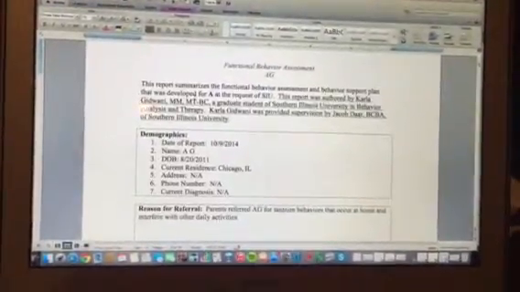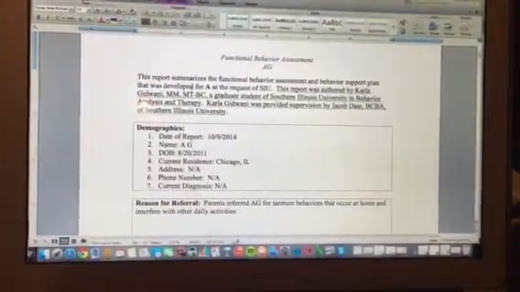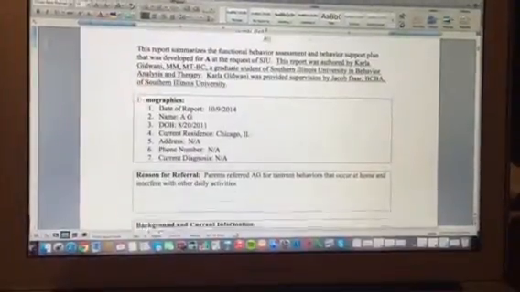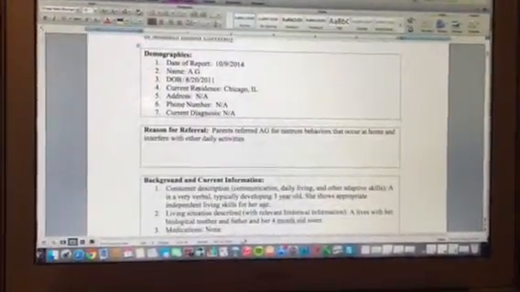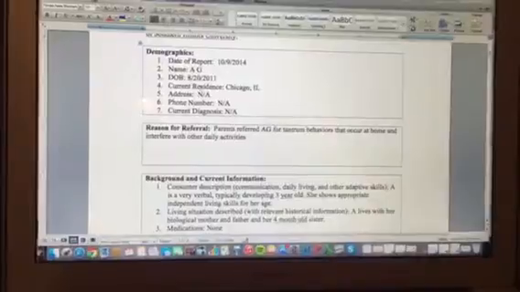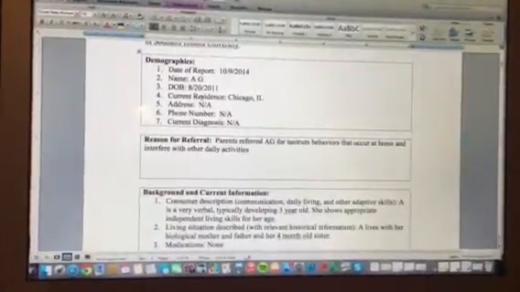These are the results of a functional behavior assessment of a typically developing 3-year-old female. She was referred by her parents for tantrum behavior that was occurring in the home and interfering with her daily activities as well as those of the family.